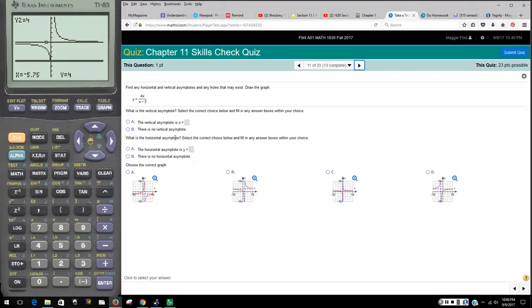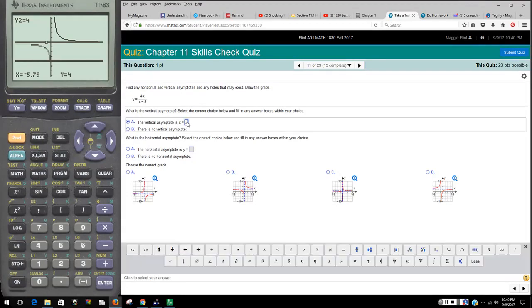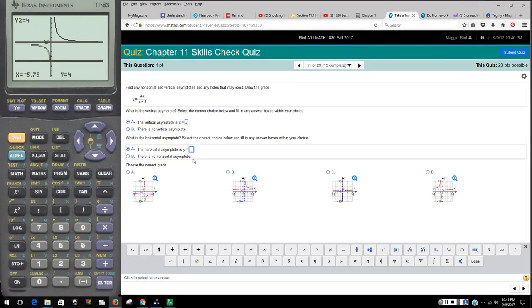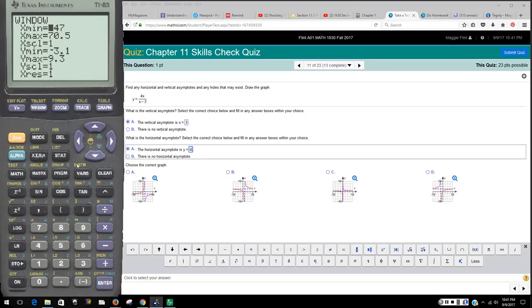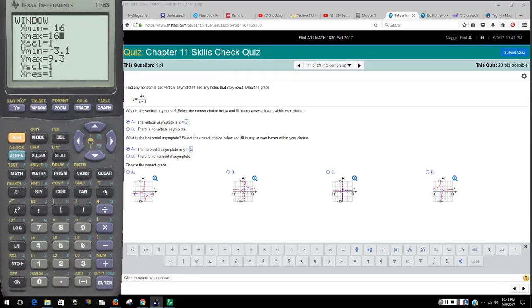So back to put in our answers, the vertical asymptote is at x equals 3. Horizontal asymptote is at y equals 4. And for the correct graph, you simply look for the horizontal and vertical asymptote, noticing that their window is from negative 16 to 16. So we will set our window to go from negative 16 to 16.